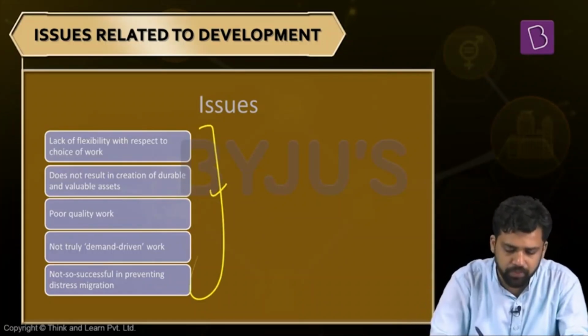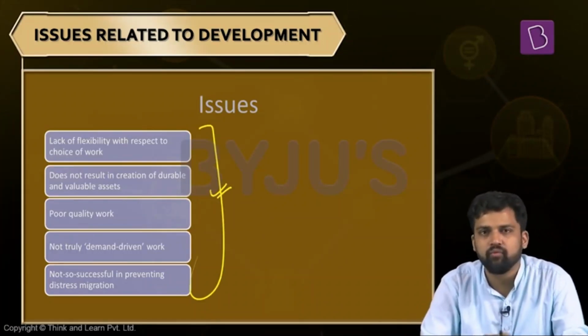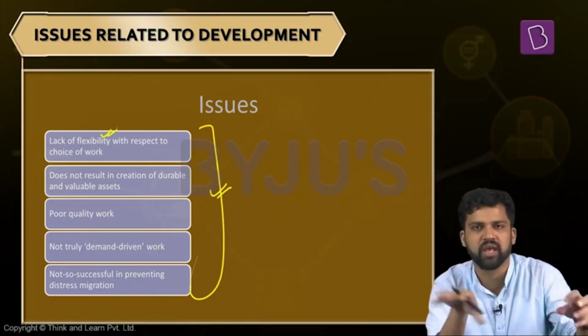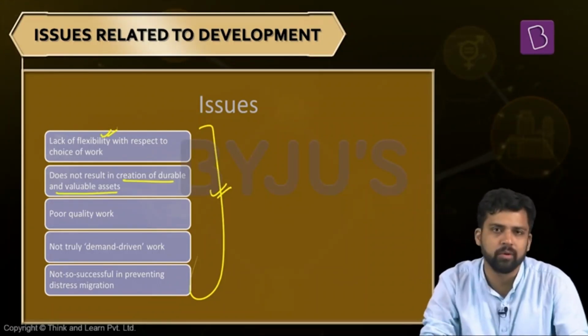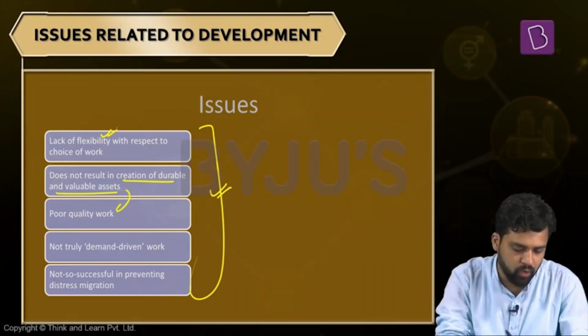Apart from that, there are some other issues. For example, it is said that the flexibility in what kind of projects workers can take up is not much; not many options there. They have to work on these kinds of projects only. One very significant criticism is that the projects, the assets that you are creating, are not durable. So again, you are just wasting money. You're not creating anything. The work quality is very bad.